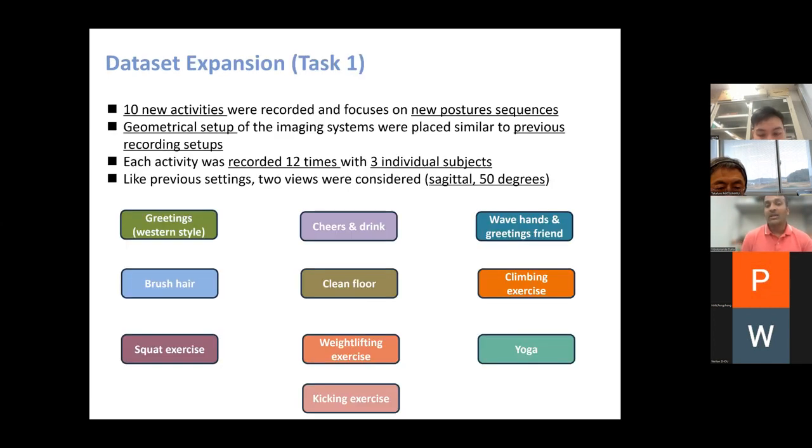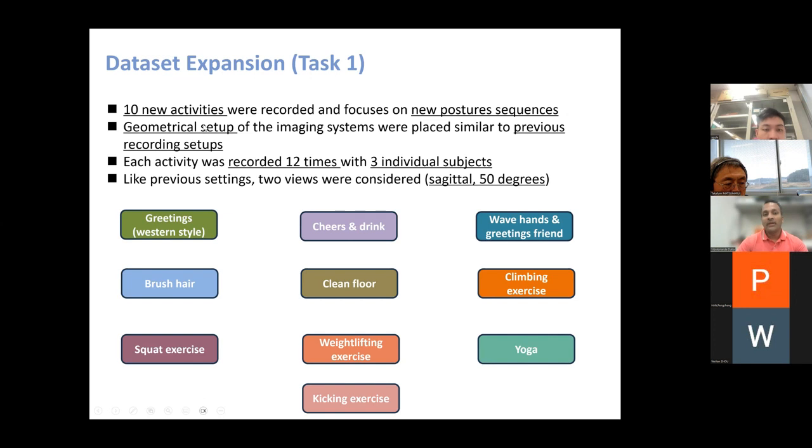So I will tell you. For this purpose, our main goal, along with the doctoral students and Dr. Hishin, was to record 10 activities that include only new postures that do not repeat the previous postures as much as possible. Of course, there might be some repetition, but we minimize it and focus on totally new postures. So for that purpose, we have these 10 activities, which belong to different postures and different activities.